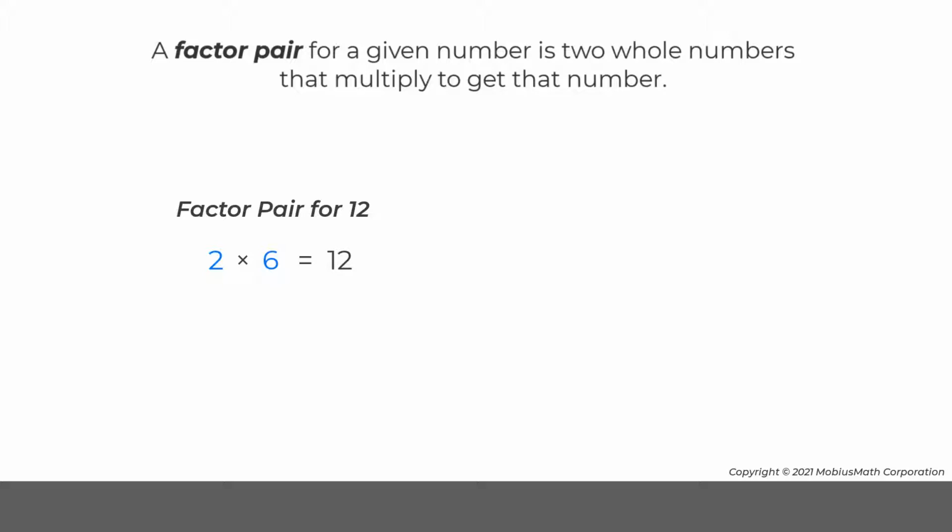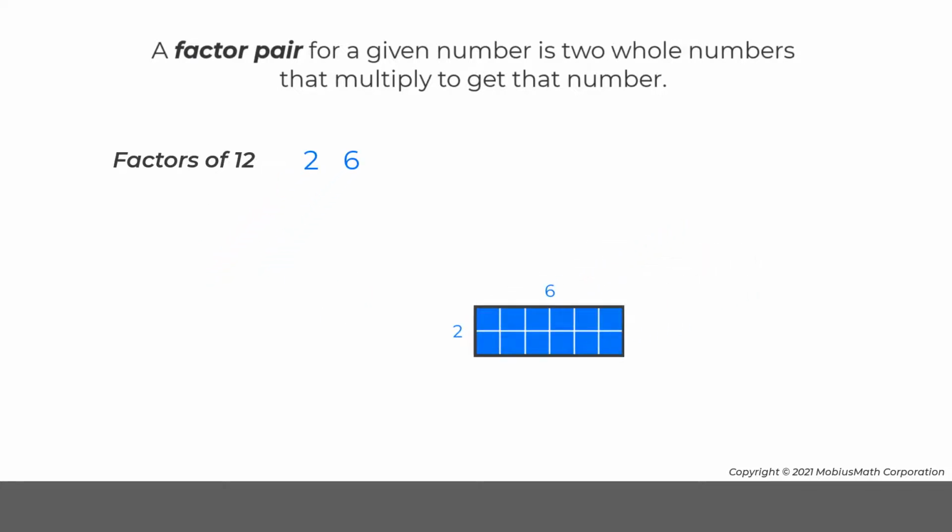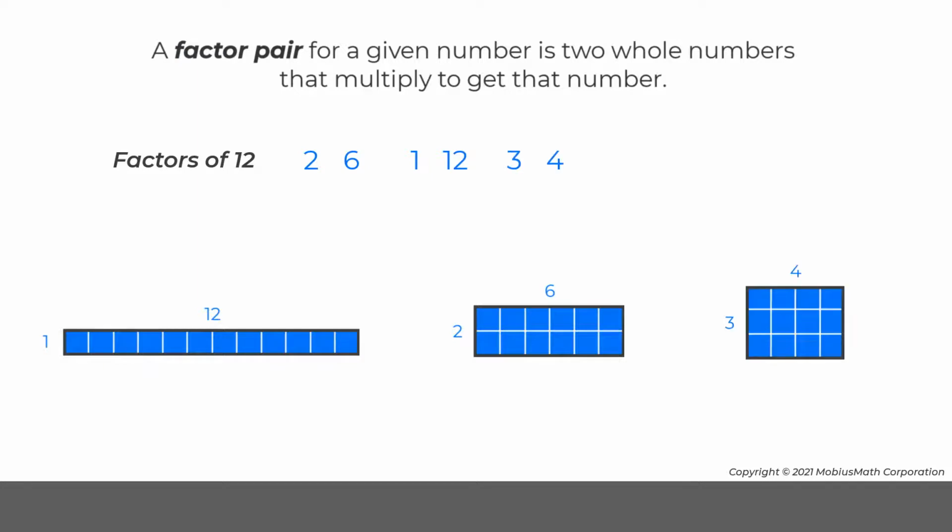A factor pair for 12 can be represented as the side lengths of a rectangle with an area of 12 square units. This is because the base and height of a rectangle are multiplied to find its area. The other factors of 12 can also be represented as the side lengths of rectangles with an area of 12 square units, 1 times 12 and 3 times 4. All of the side lengths can be listed to show the factors of 12.